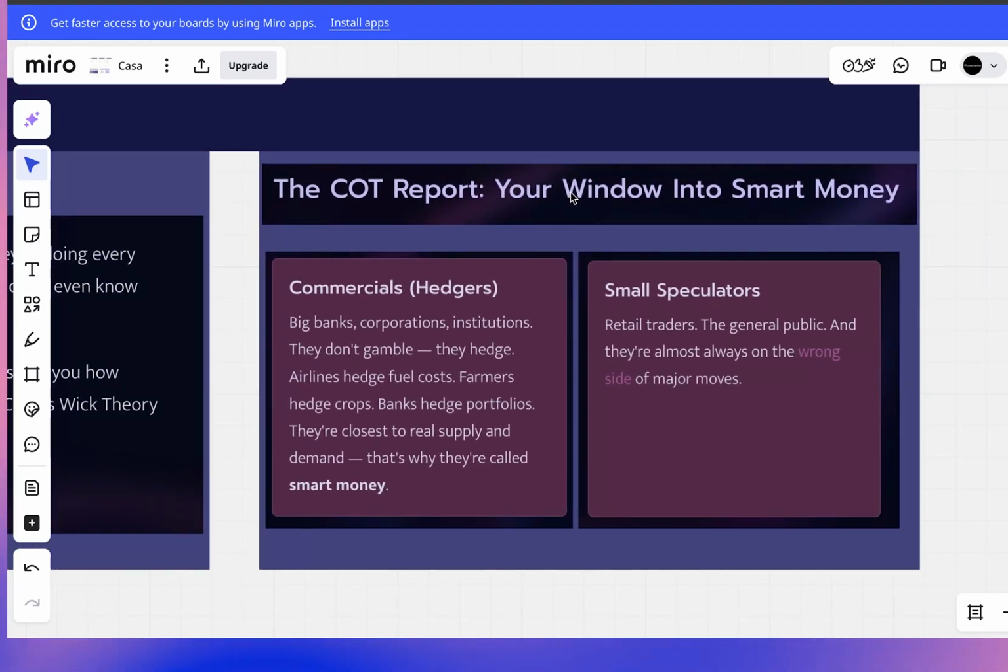So the COT report, this is your window into smart money, right? What is it? The Commitment of Traders, or the COT report, is published every single Friday by the CFTC, the Commodity Futures Trading Commission. In other words, that's the United States government agency that regulates futures and options markets. The report is a snapshot of who holds what positions in the U.S. futures markets, split into two critical groups.